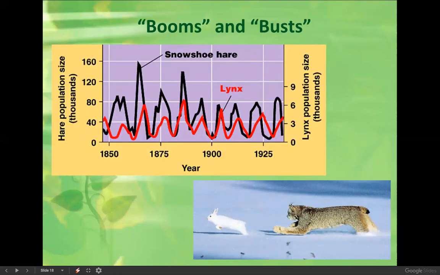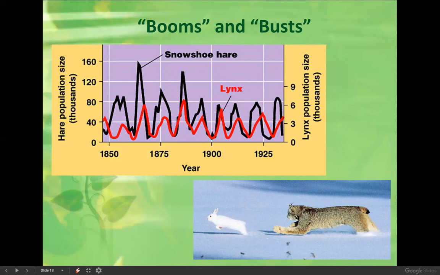We have some natural cycles. This is called the boom and the bust. The snowshoe hare and the lynx is a population that's been studied for a long time. And if you follow the picture here, the snowshoe hare population, say in 1850, starts to grow and explode, right? Well, at the same time, the lynx population wasn't very large. But since the population of snowshoe hare grows, the lynx population has more food to eat, and therefore their population becomes healthier.